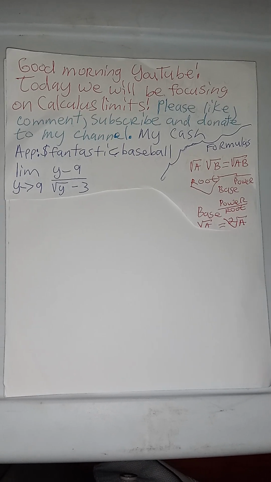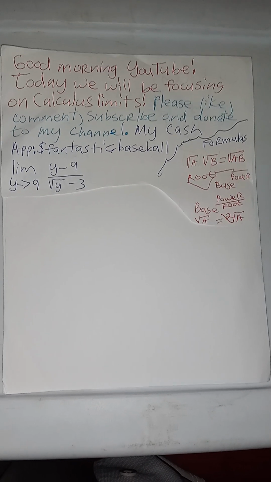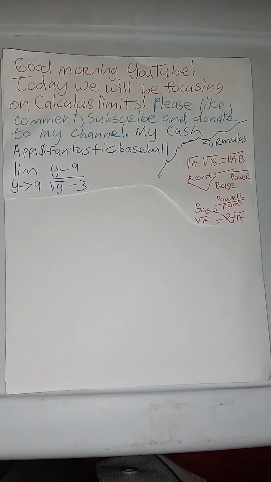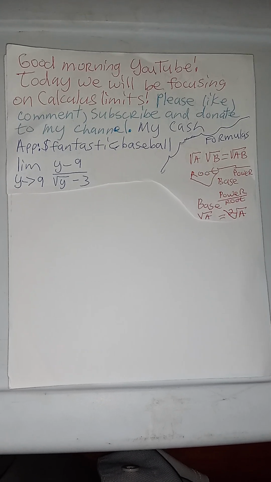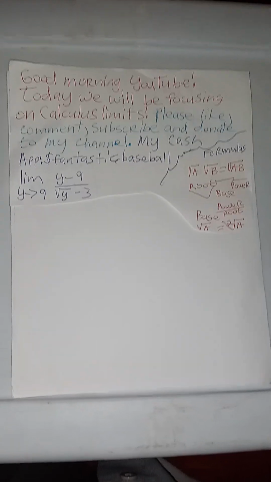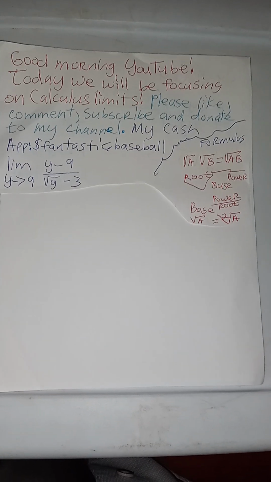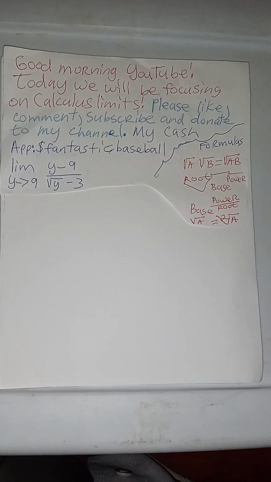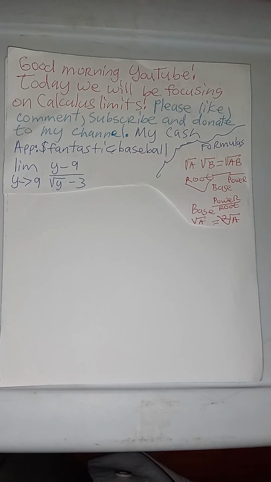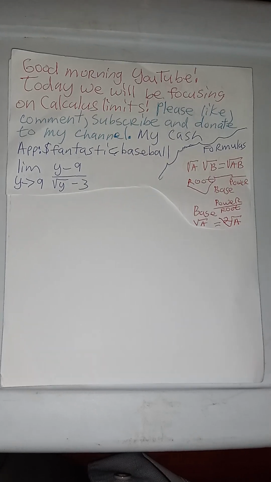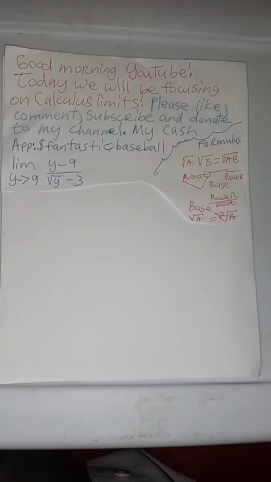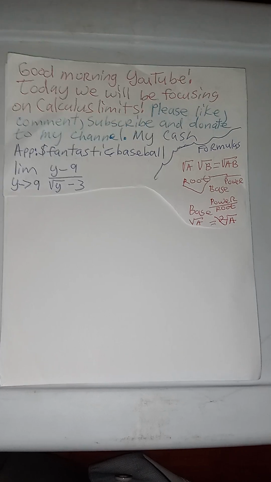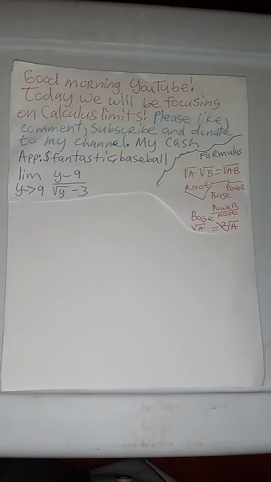Here we see a function: the limit as y approaches 9 of y minus 9 divided by the square root of y minus 3. Here we need to know some formulas: the square root of a times the square root of b is equal to the square root of ab, root base to the power, and then base to the power divides the root, and the square root of a is equal to the root being 2, and then the square root side of a.